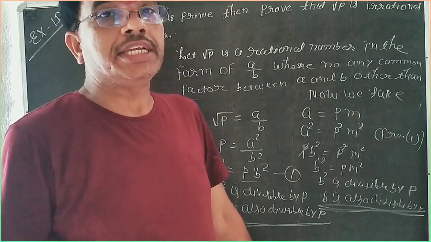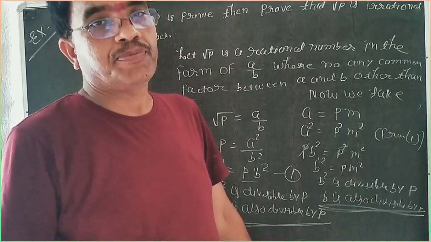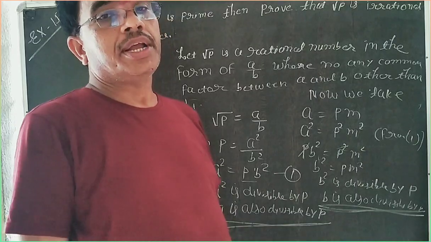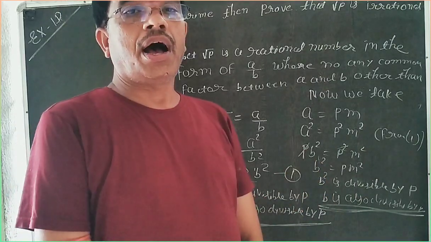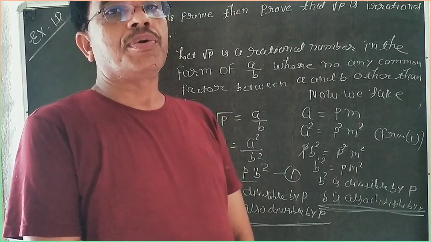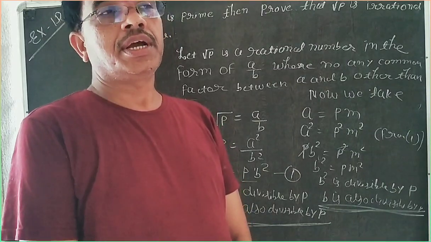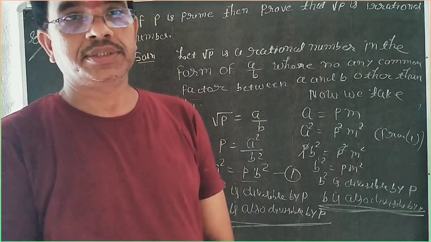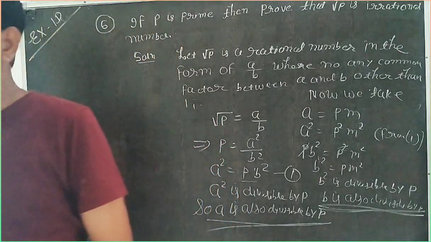So root p is an irrational number. Dear student, in the last line you write: it is a contradiction, our supposition is wrong, so root p is an irrational number. So we write this.